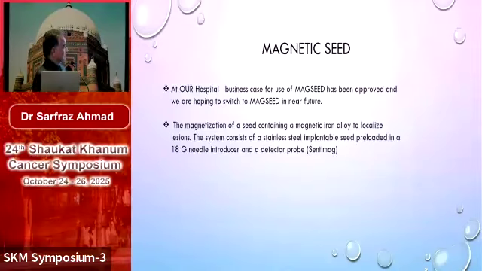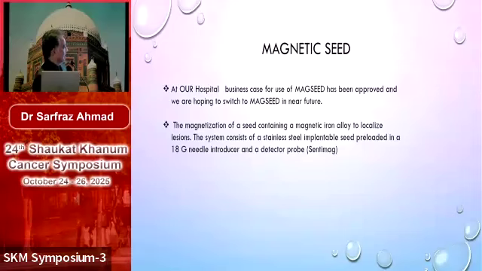So we are basically switching from Saviscout to Magseed. It's only because we have some trusts which use Magseed, so we were trying to have similar devices at different trusts. So a business case has been approved.